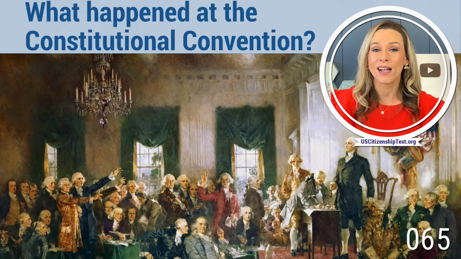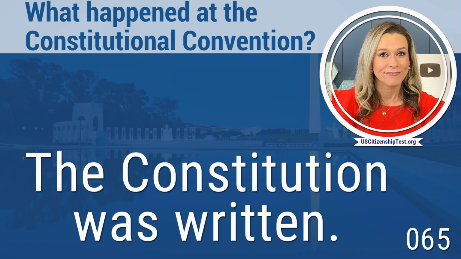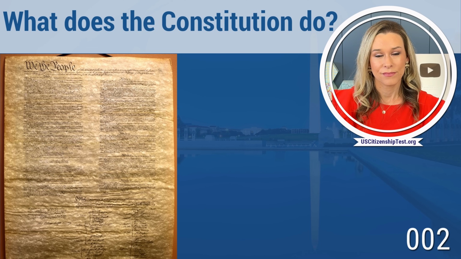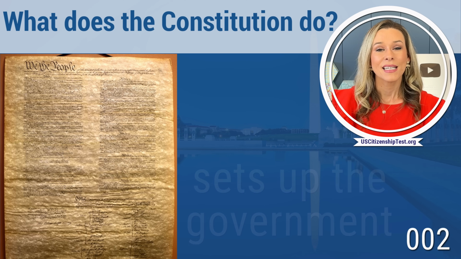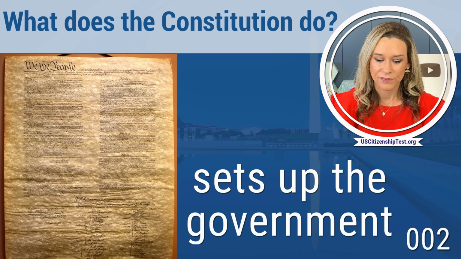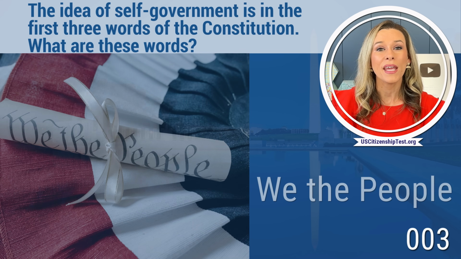What happened at the Constitutional Convention? The Constitution was written. Pretty easy, right? What does the Constitution do? Sets up the government. The idea of self-government is in the first 3 words of the Constitution. What are these words? We the people.